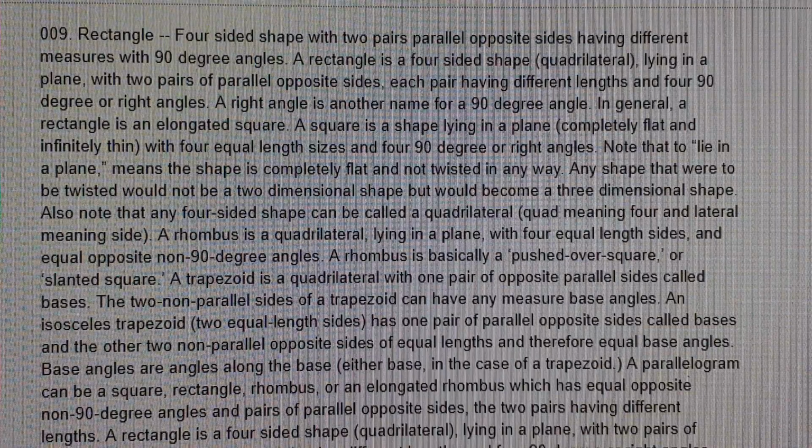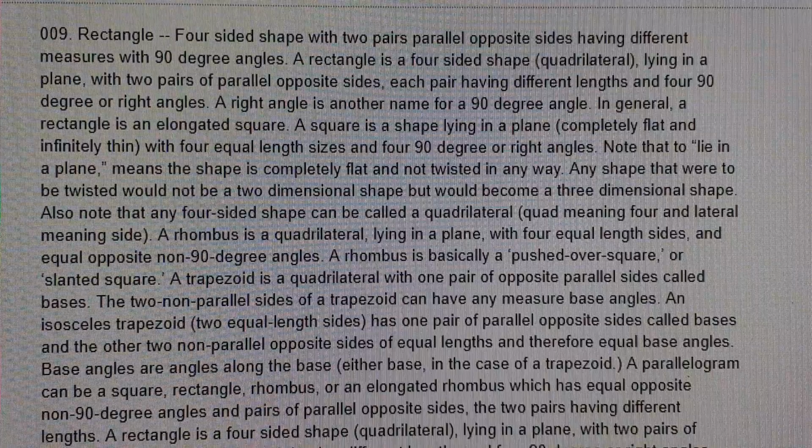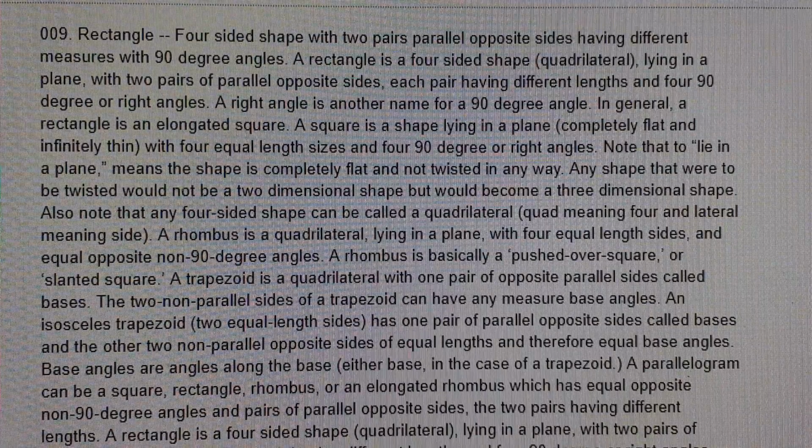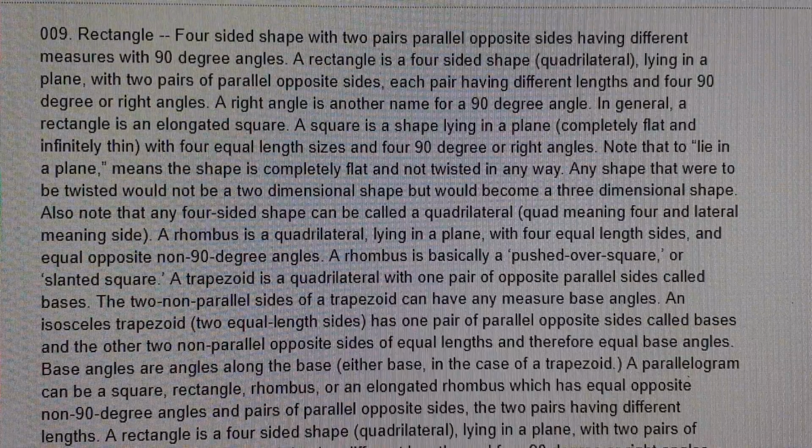A parallelogram can be a square, rectangle, rhombus, or an elongated rhombus which has equal opposite non-90-degree angles, and pairs of parallel opposite sides, the two pairs having different lengths.